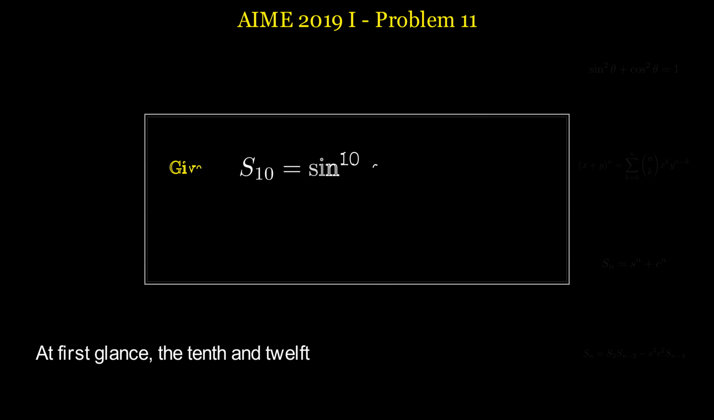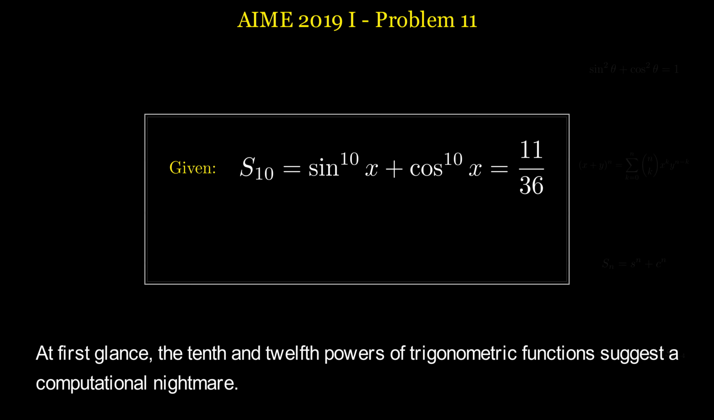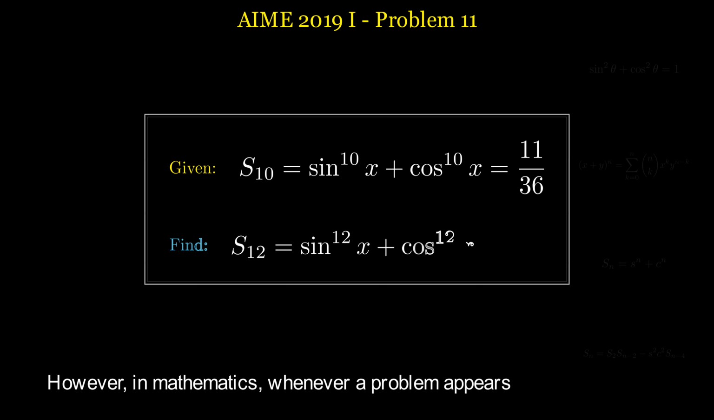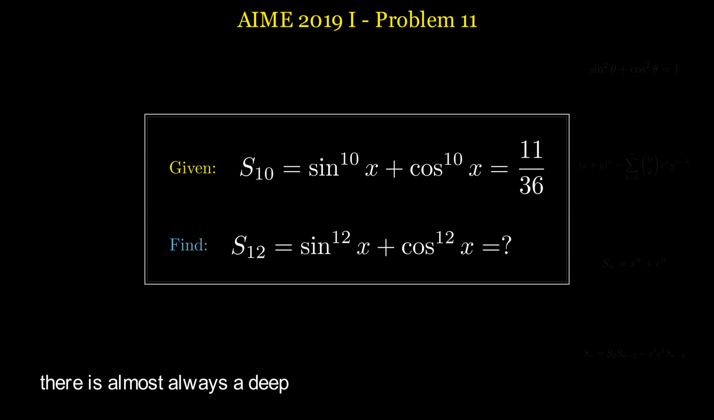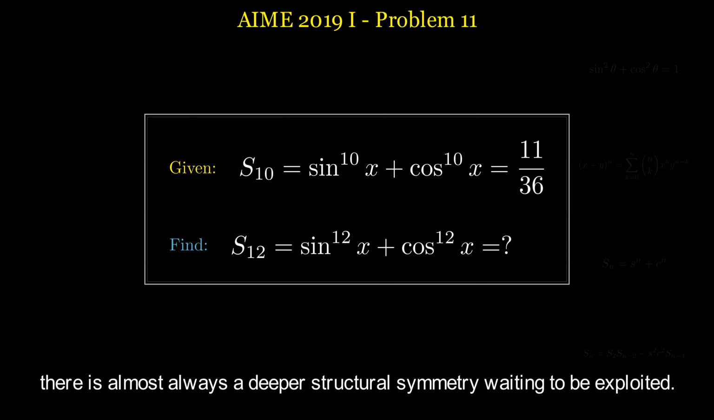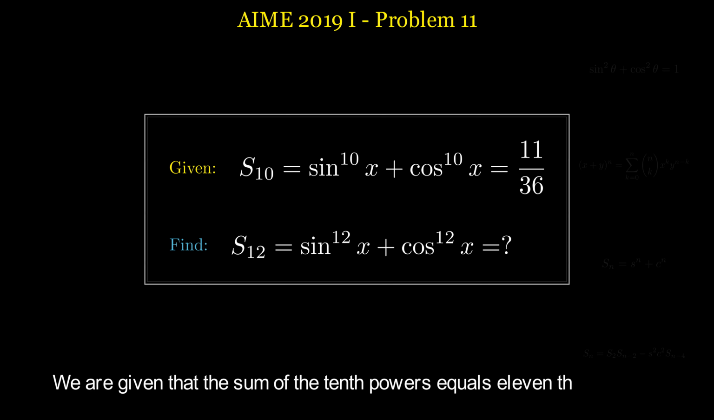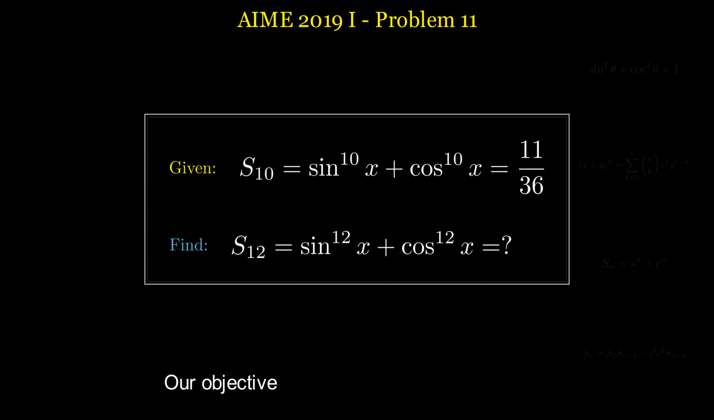AIME 2019, Problem 11. At first glance, the 10th and 12th powers of trigonometric functions suggest a computational nightmare. However, in mathematics, whenever a problem appears brute force heavy, there is almost always a deeper structural symmetry waiting to be exploited. We are given that the sum of the 10th powers equals 11/36. Our objective is the sum of the 12th powers.